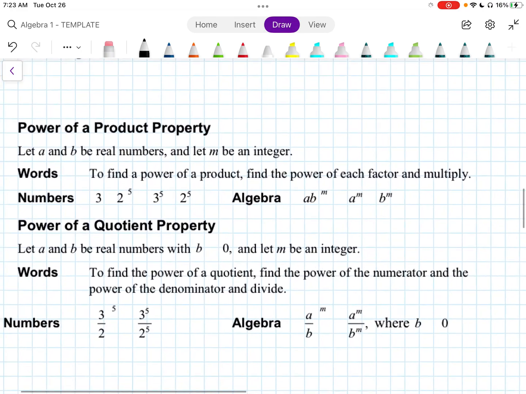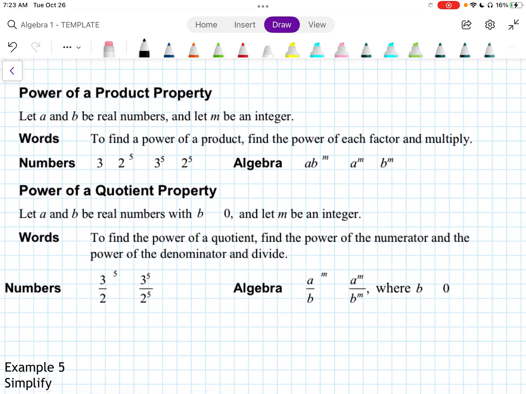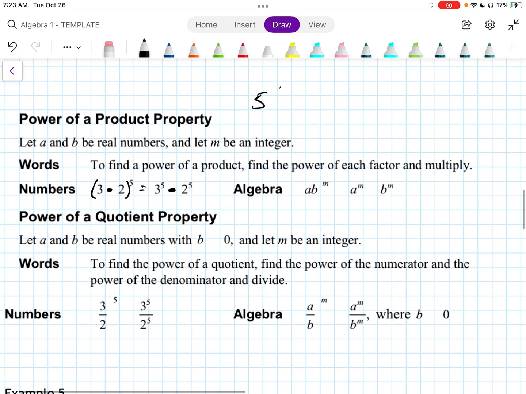Alrighty, next up, power of a product. So this here, using numbers, we'd say 3 times 2 to the 5th would be 3 to the 5th times 2 to the 5th, right? It's almost like distributing, right? Distributing, we normally think about whenever we have something like 5 times, I don't know, 6 plus x, and we distribute the 5, right? This is kind of like distributing. It's the exponent version of distributing.